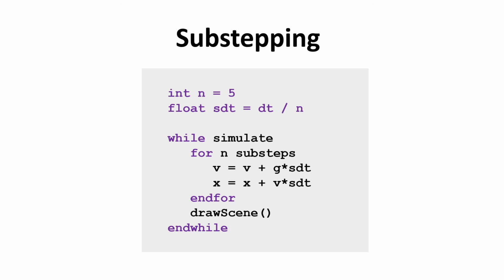One way to reduce the time step size is to use substepping. First, we define n to be the number of substeps. Then we compute the size of a substep to be dt divided by n. In the simulation loop, we now have a for loop over n substeps. As before, we update the velocity and the position, but now using sdt. Then, after the n substeps, we draw the scene and loop.